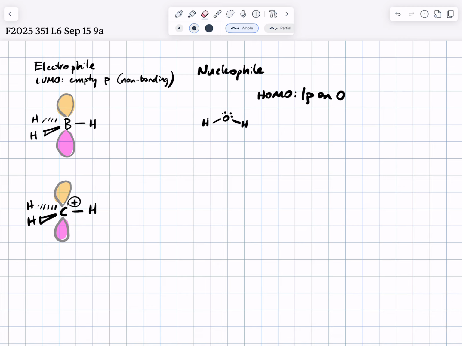Now, if you were going to predict what happens in this reaction, the HOMO of the nucleophile attacks the LUMO of the electrophile. So we draw an arrow starting with electrons in the HOMO of the nucleophile to the atom that has the LUMO of the electrophile. Here, the LUMO is an empty p orbital. It is only on one atom.